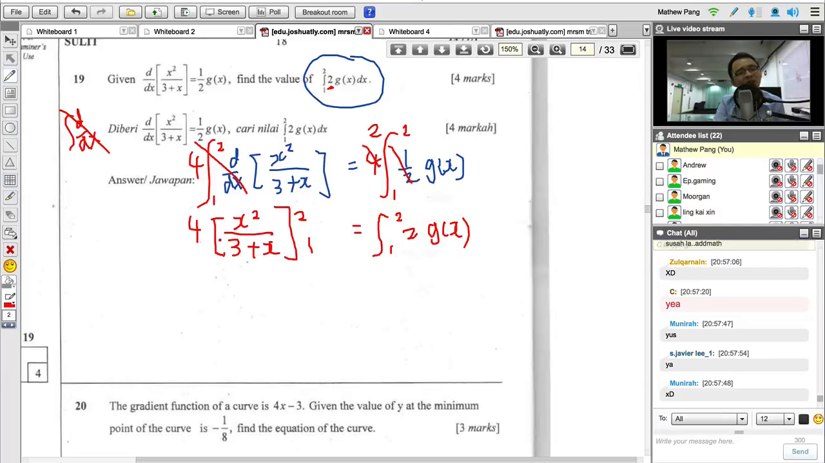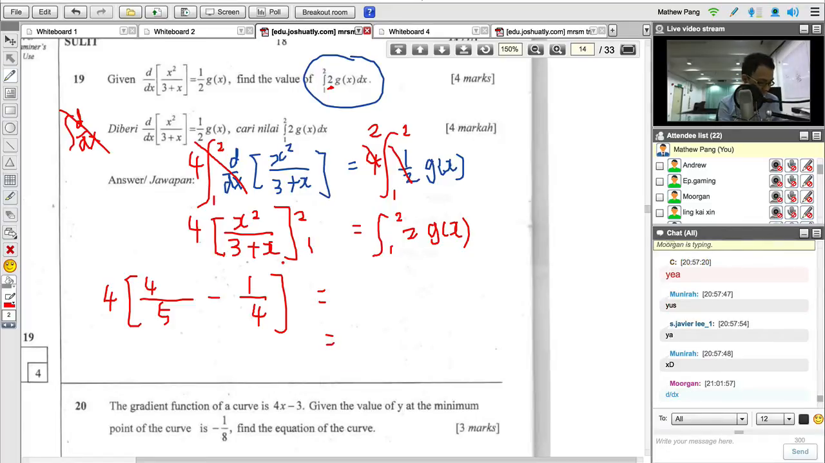Alright, this one will be, substitute 2 into here will be 4 over 3 plus 2 is 5. Minus, substitute 1 over here will be 1 over 3 plus 1 is 4. Yeah, so just let the calculator do the job, this one. 4 over 5 minus 1 over 4. And then multiply 4. We got 11 over 5. Got 11 over 5. Answer.